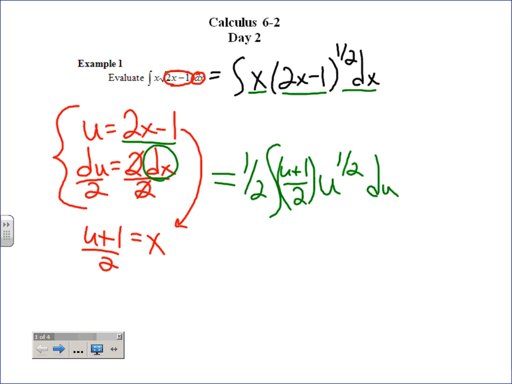Now this is completely your choice, but that over 2, I would personally get that out of there too. Don't you agree it's really u plus 1 times 1/2 is what that 2 on the bottom is saying? So we can get it out of there, and it basically turns this into a 1/4, and then you've got u plus 1 times u to the 1/2 du. Okay, so we've substituted. We still really don't know if this has helped or not.